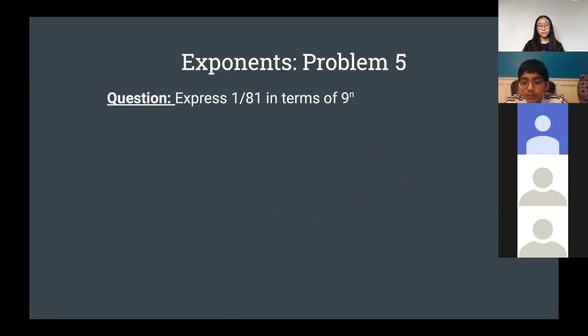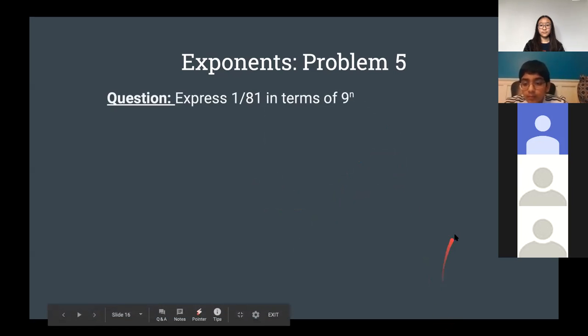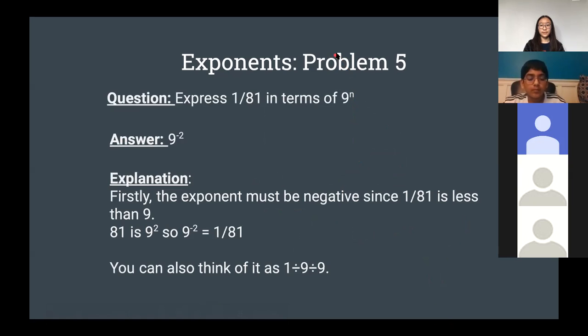Yeah, it's -2. Good job. Nice job. All right, so as Sai said, it's negative exponents. So 9 to the negative 2nd power equals 1 over 81.